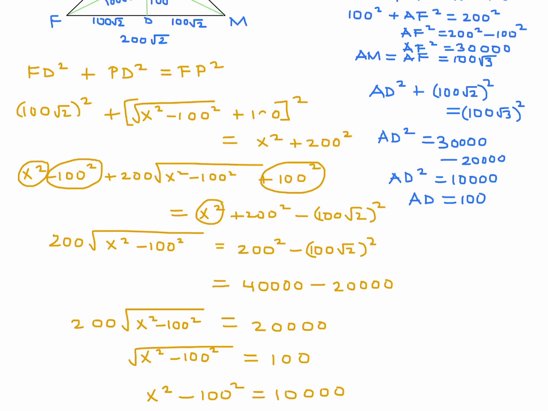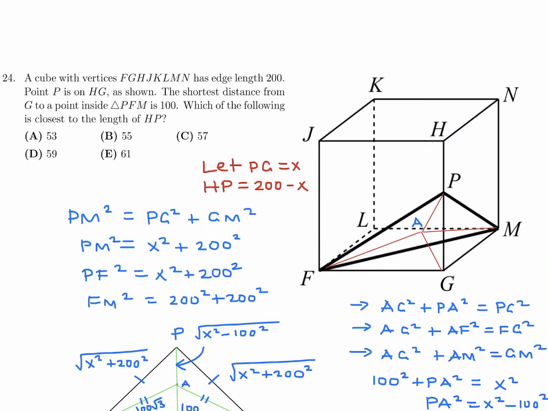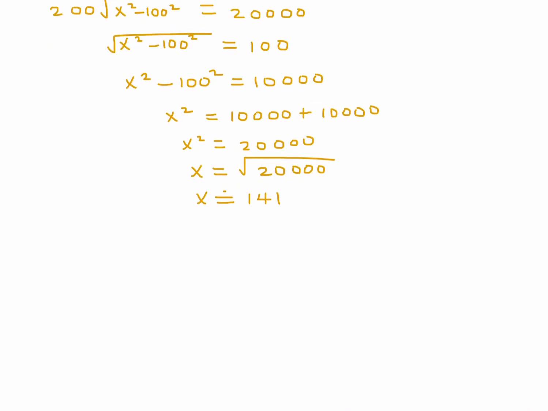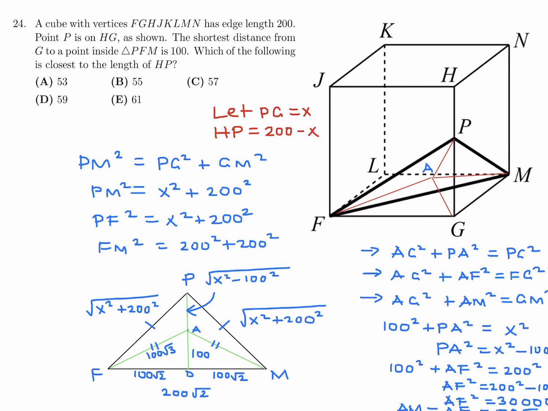141. And in the end, I wanted to figure out HP, which is 200 minus x. Okay. Well, x is the square root of 20,000, which is approximately 141.42. So if I do 200 minus x, which is HP, that is going to be equal to approximately 58.57. 58.6, let's say. And therefore, that is closest to choice D, 59.